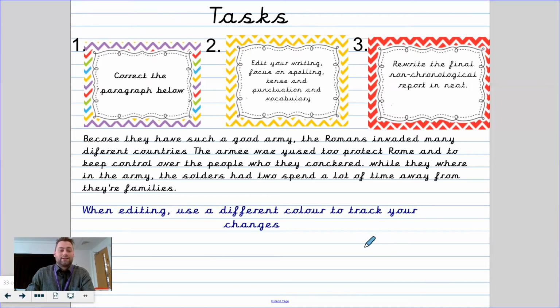Remember, these lessons are designed for an hour. So if you want to keep this screen up, pause it on the video so you can do this activity. And then if you've got time, edit your work from yesterday. And if you've still got time or you want to push yourself even further, just rewrite the final non-chronological report in neat. But remember, you only have an hour to do this in. So don't worry if you don't get everything done.